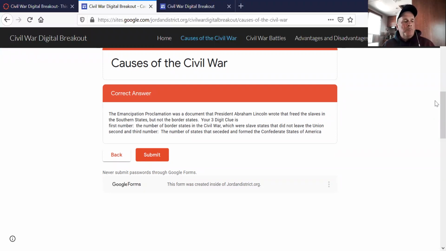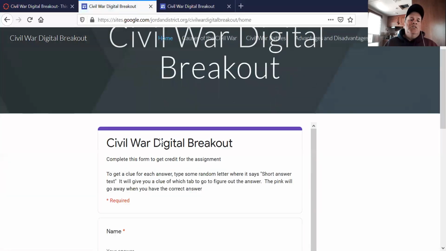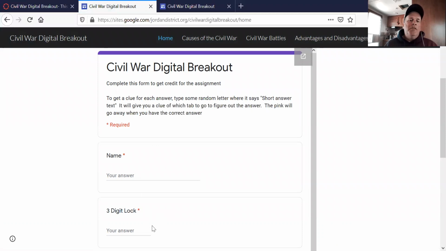So for the causes of the Civil War part of the breakout, it says the Emancipation Proclamation was the document that Abraham Lincoln wrote that freed the slaves in the southern states, but not the border states. Your three-digit clue is: first number, the number of border states in the Civil War. They're the ones that did not leave the Union. And then the number of states that seceded and formed the Confederate States of America. So all of those numbers are going to go back to the digital breakout, and you're going to put them down here on the three-digit lock.